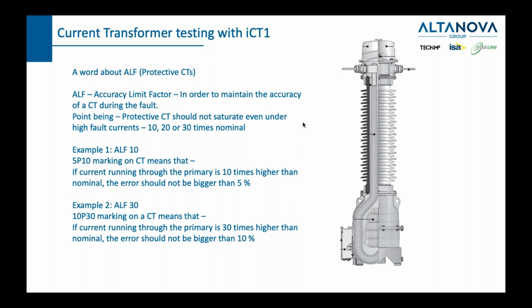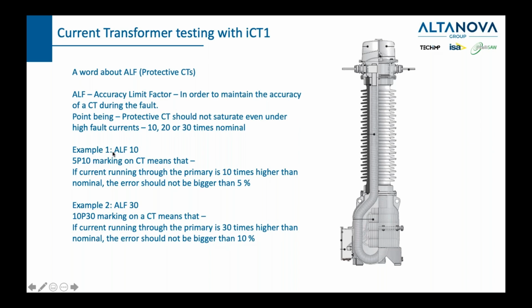Let me now talk about some other parameters which you will find when you will be testing current transformer. The first one is ALF, short for accuracy limit factor. So in order to maintain the accuracy of a CT during the fault, we need to, as we said, be linear and also tell the user how high can they go with the primary current and still have the good transformation onto the secondary side. By that, I mean this.